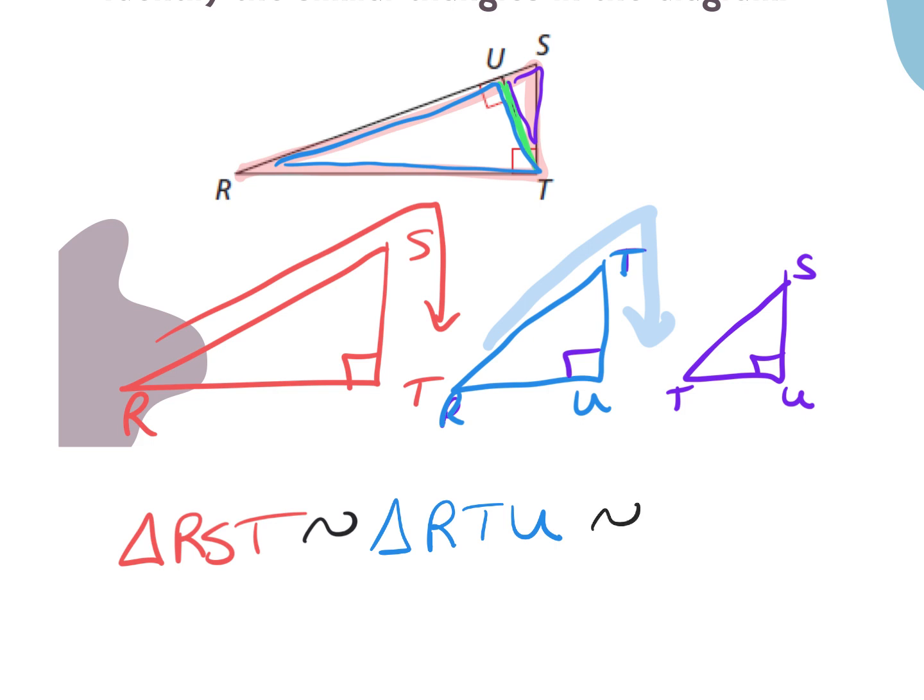And then lastly, the purple one, TSU. Because again, you're going up that hypotenuse to the right angle. If you would have preferred to start at the right angle, go up the leg to the hypotenuse, it really doesn't matter. A good place to start is always use that hypotenuse as a nice reference. So this would be writing the similarity statement for the 3 triangles that are pictured all together.